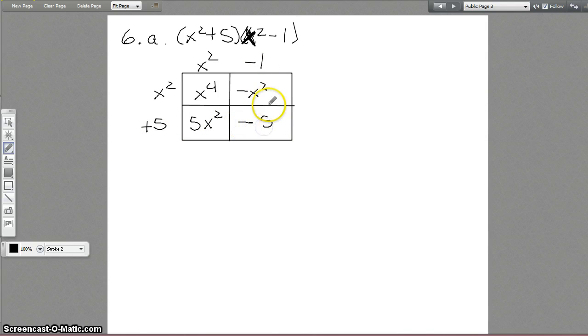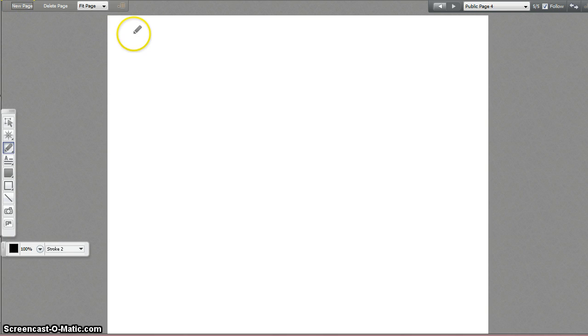And the bottom right corner, we have 5 times negative 1. That is negative 5. Notice again that in the middle, these diagonal terms are both x squared terms, so those can be added together. So our answer to this problem is x to the 4th from the top left box. We add together what we got on these two diagonal boxes. Negative x squared plus 5x squared is 4x squared. And then we have negative 5 in the bottom right box, so minus 5. So the product of x squared plus 5 and x squared minus 1 is x to the 4th plus 4x squared minus 5.